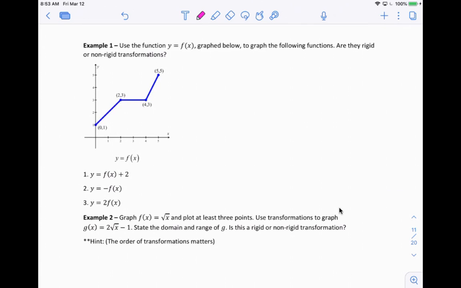Example number 1. Use the function y equals f of x, graphed below, to graph the following functions. Are they rigid or non-rigid transformations? We've got y equals f of x plus 2, y equals negative f of x, and y equals 2 times f of x. So we're going to give ourselves a nice big graph over here. We're actually going to graph these all together.